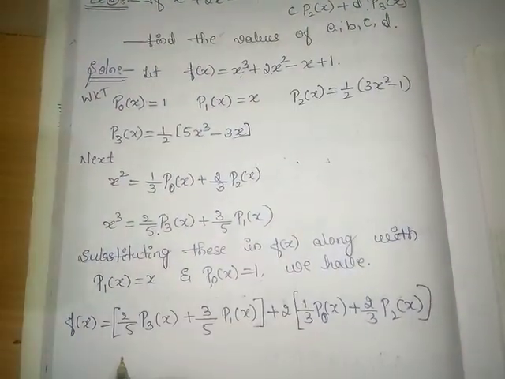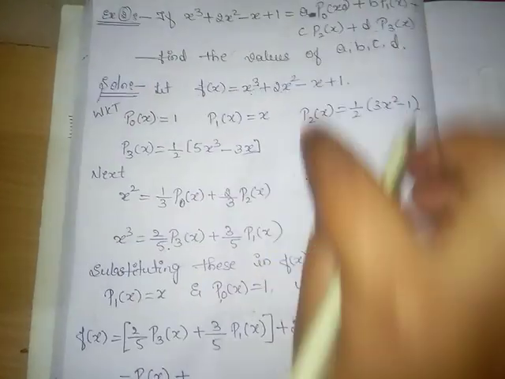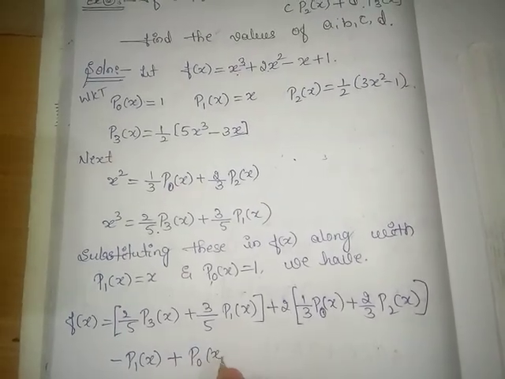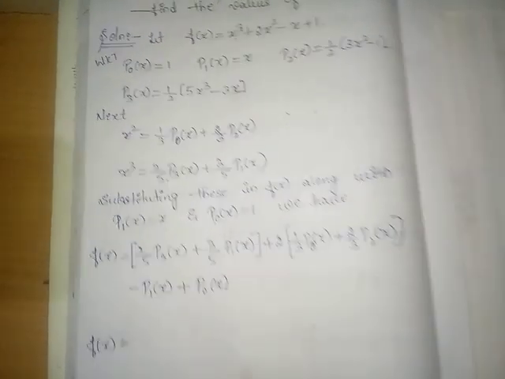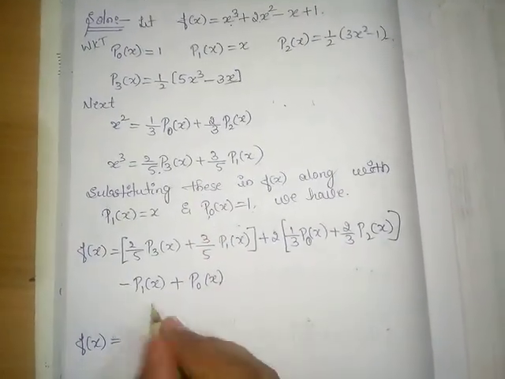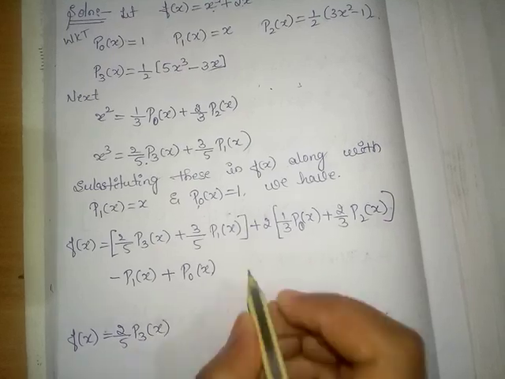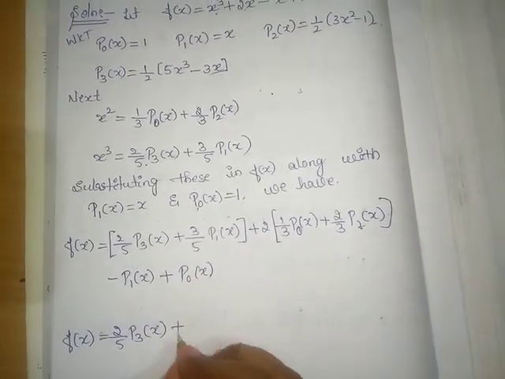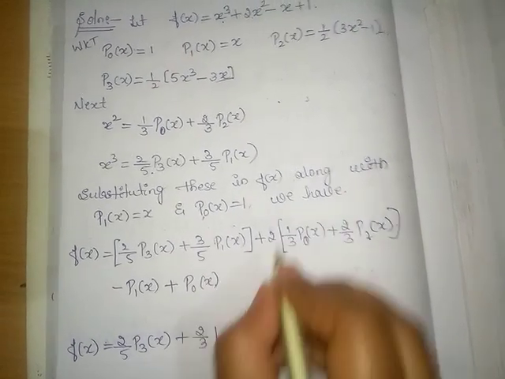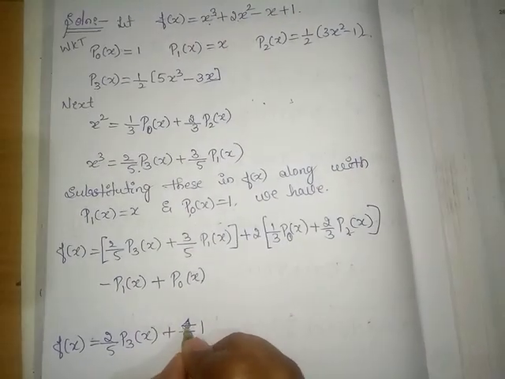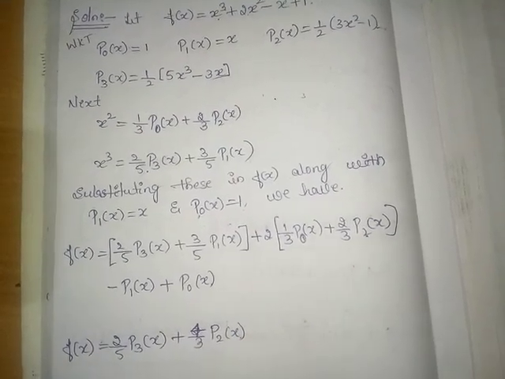We know that x is P1 of x, minus P1 of x, plus 1 can be represented as P naught of x. Next, simplify this one. Here we don't have any other P3 of x term other than this one, so 2 by 5 P3 of x stays as it is, and next is P2 of x: 2 into 2 by 3, 2 twos are 4, so 4 by 3 P2 of x.